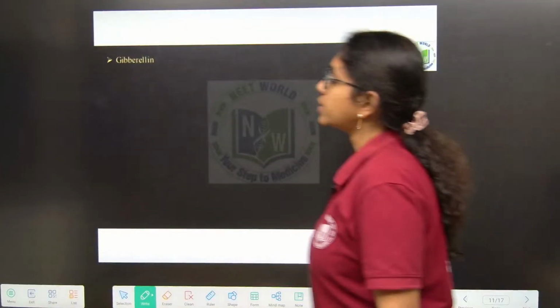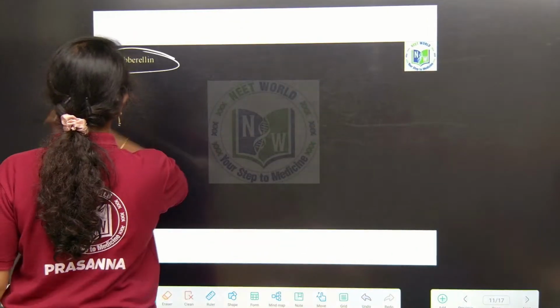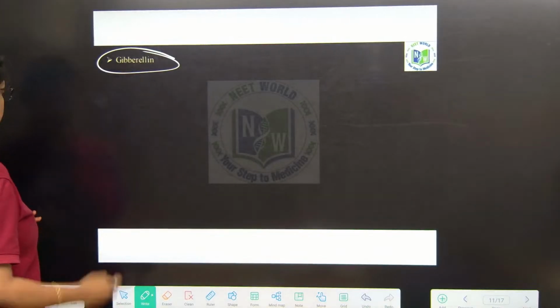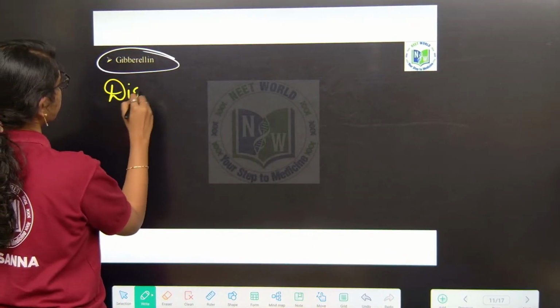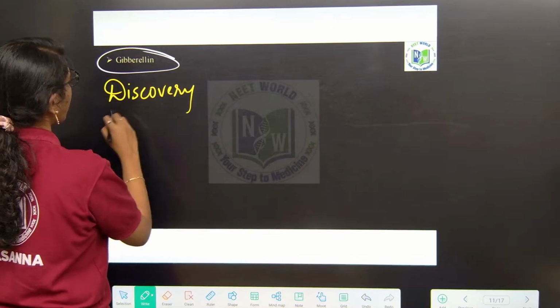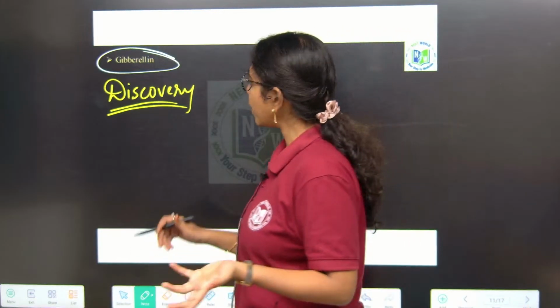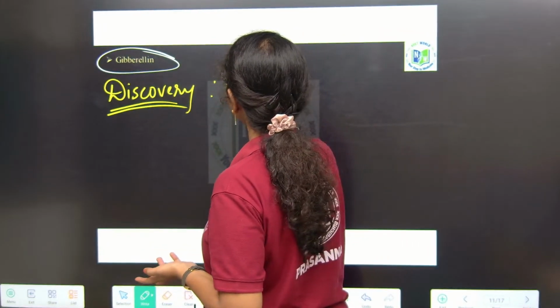Next is what? Gibberellins or gibberellic acid. So here, first the discovery of gibberellins. In Japan, once upon a time, there was a disease in the rice seedlings, where the usual growth of rice seedlings is around 2 meters height. But because of this disease, it was observed that the rice seedlings had profusely grown up to 20 meters of height. That was first reported by the scientist Kurosawa.